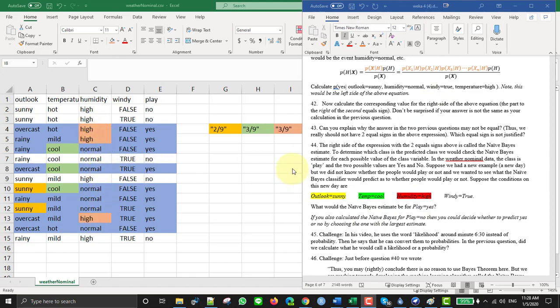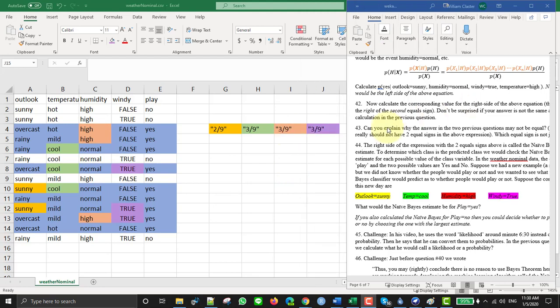So that's 3/9 here. And then finally we have to do windy equals true. And windy equals true, there are 3. Again, it's 3/9. Okay, so now we've figured out all these probabilities here in orange.